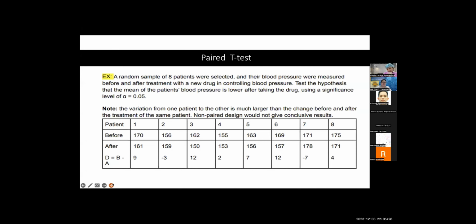Okay, so again, given this particular example, a random sample of 8 patients were selected, and their blood pressures were measured before and after treatment with a new drug in controlling the blood pressure. So we need to test the hypothesis that the mean of the patient's blood pressure is lower after taking the drug using a significance level of 0.05. So as you can see, we're just comparing the blood pressure, same lang siya, pero may before and after.